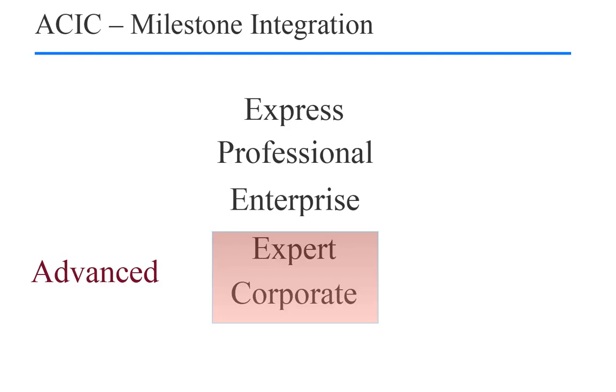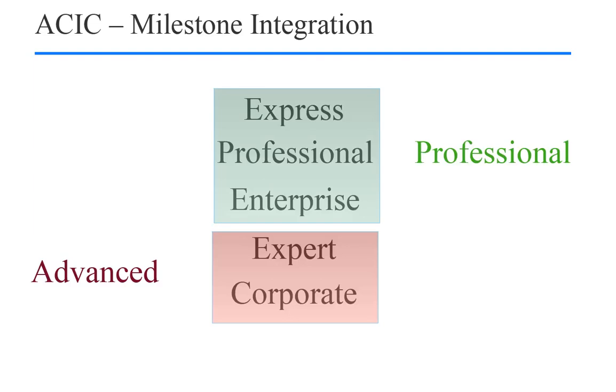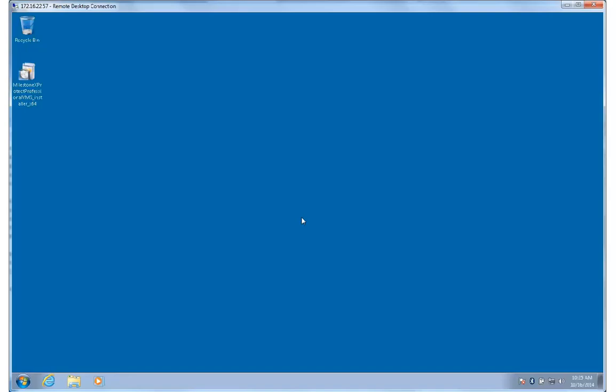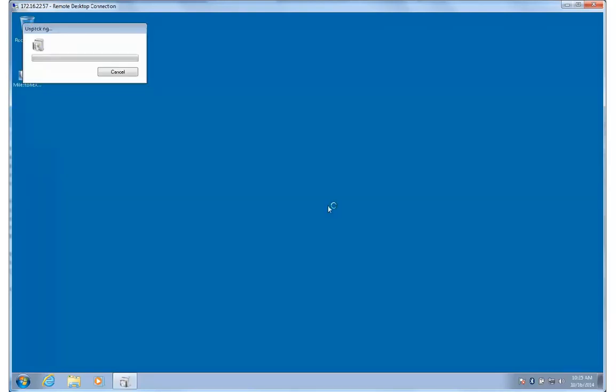Express, Professional, and Enterprise belong to the Professional family of VMS products. The integration for these products is largely the same as for Corporate, with a few small differences which we will show now. Start by installing XProtect normally. We're installing Enterprise, but the procedure would be the same for Express or Professional.